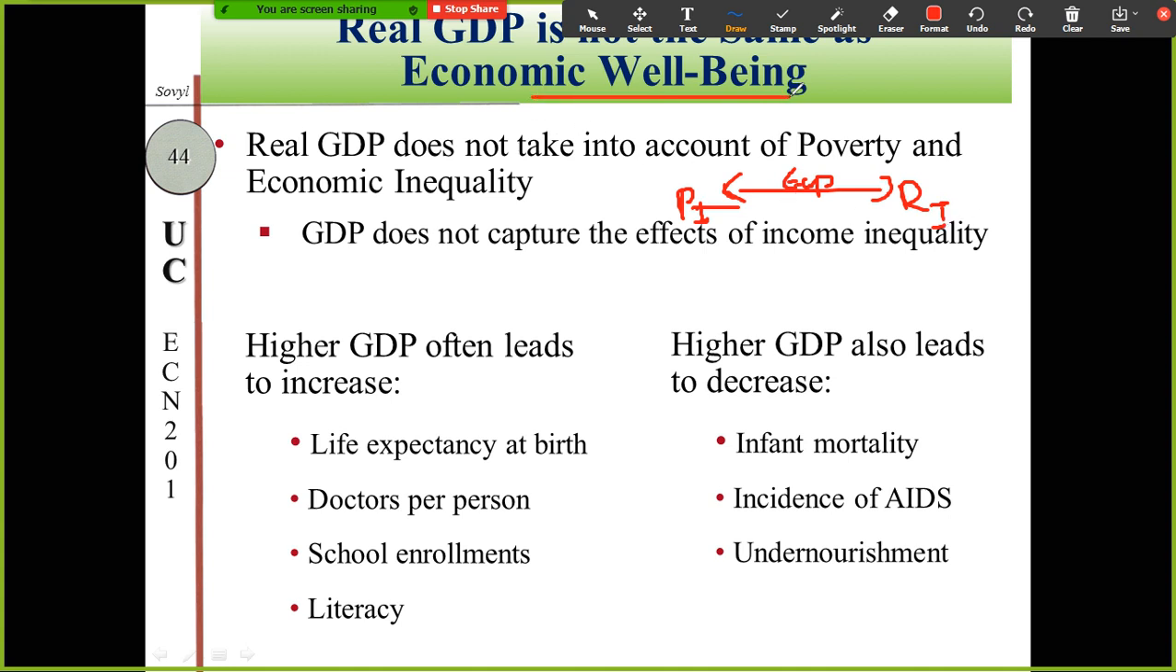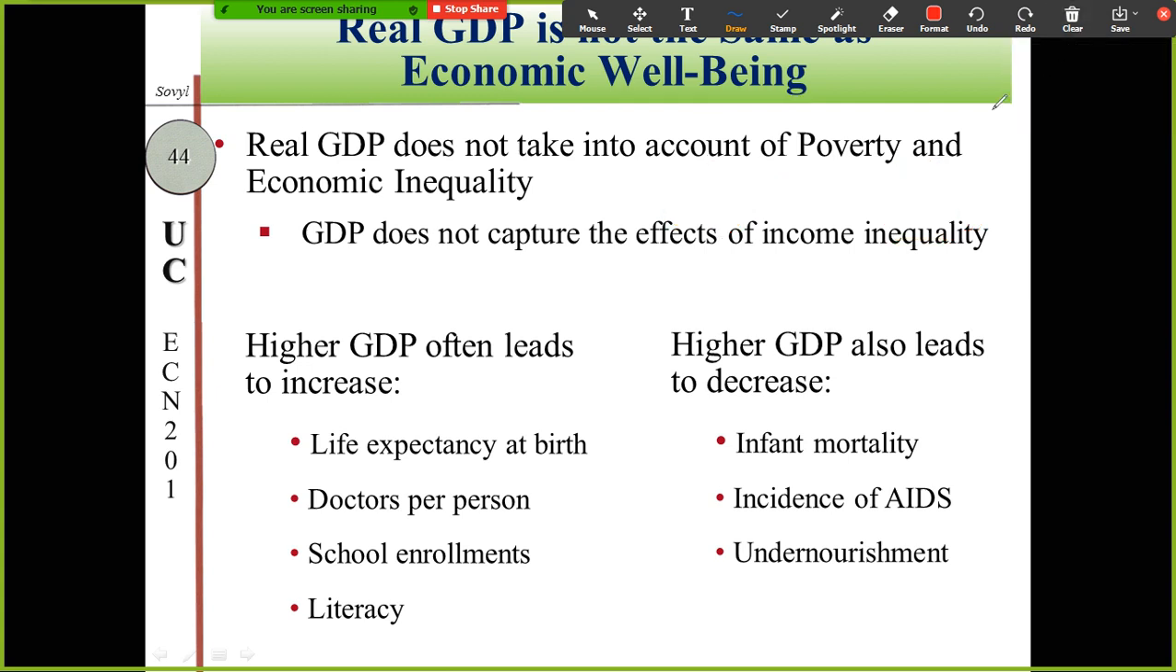But economic well-being in a country will capture this gap, because if the poor earn much less than the rich, the poor's situation tends to be not a good situation.